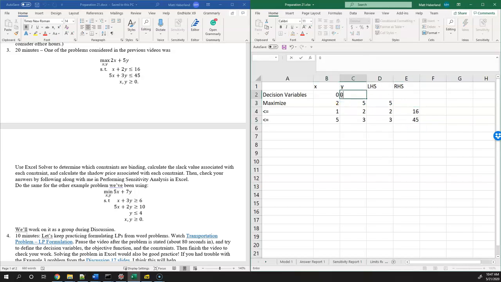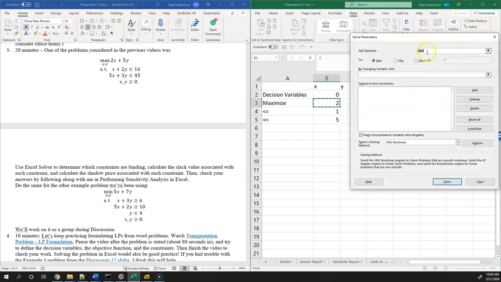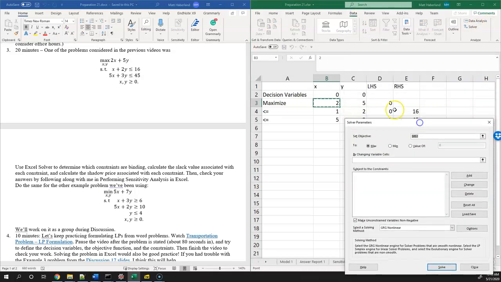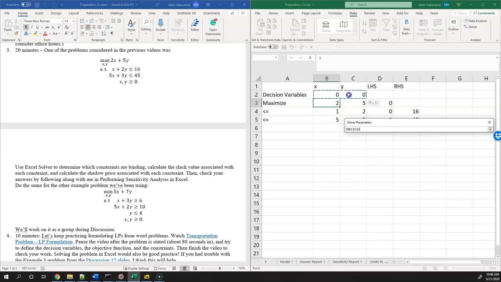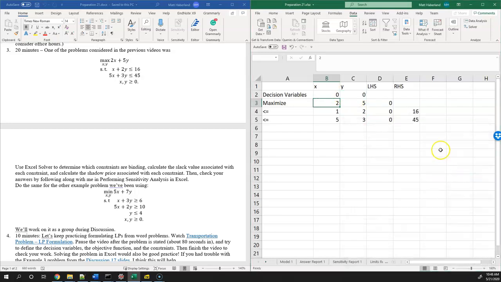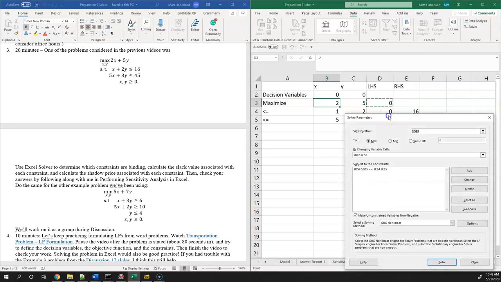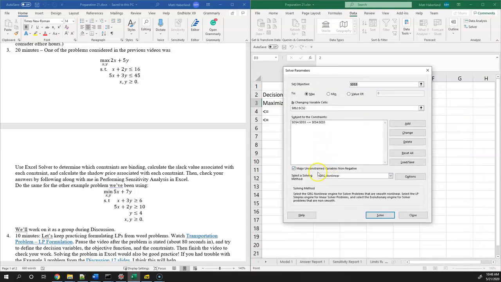So I'm going to let Excel take care of that for me by going into Data and Solver. What is the objective function cell? We want to maximize that. So we maximize it by changing these cells, the x and y variables, and we have constraints that these cells here need to stay less than or equal to these cells here. So we say OK. And make unconstrained variables non-negative.